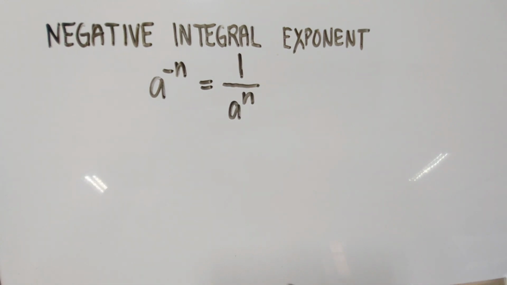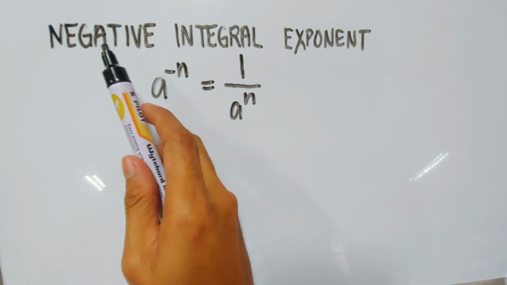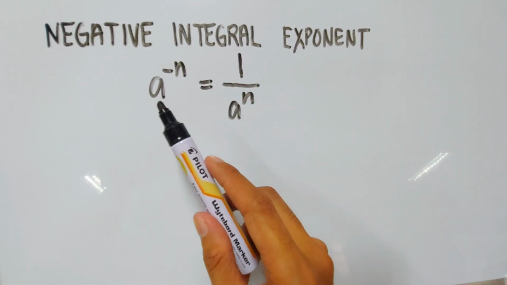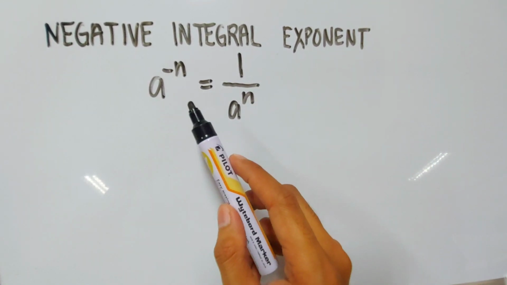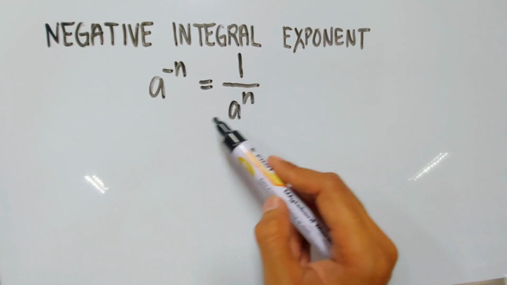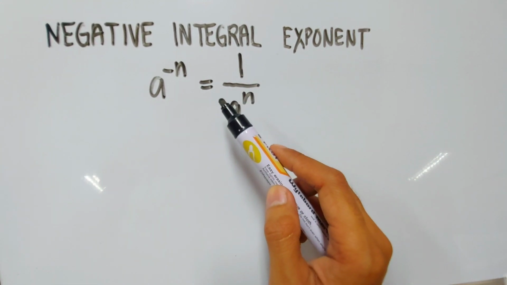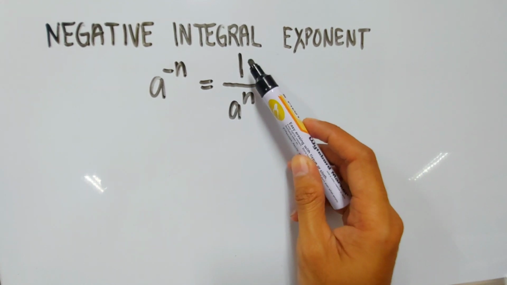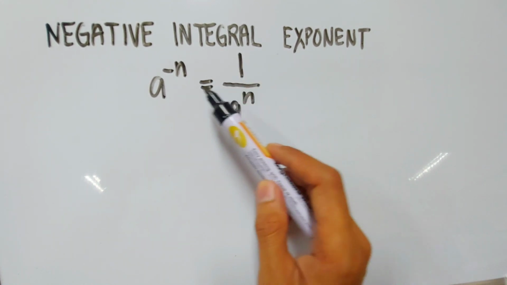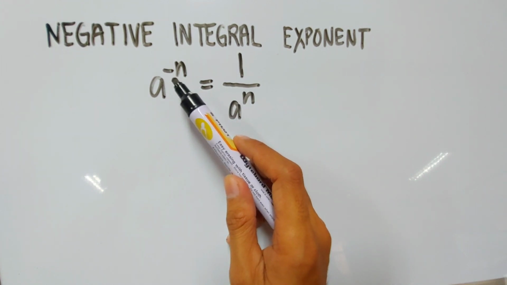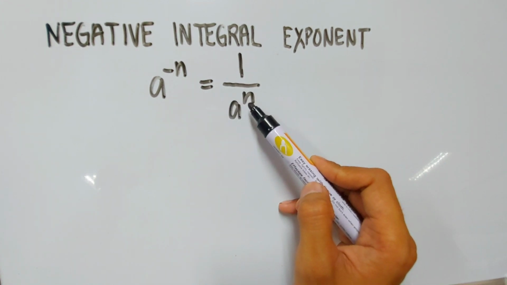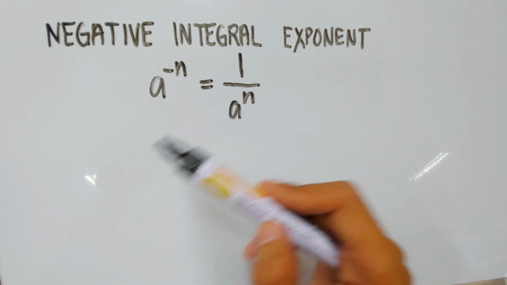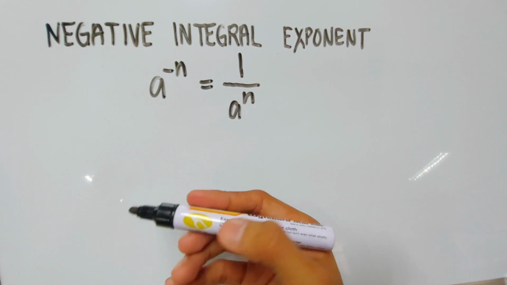Next, let's proceed to negative integral exponent. So from the word negative, yung exponent natin is negative. Then from the word integral, that is integers. If we have a raised to negative n, that is equal to 1 over a raised to n. As you observe, yung exponent natin, which is negative, so mapupunta siya sa denominator, magiging positive. Then magkakaroon tayo ng numerator na 1.